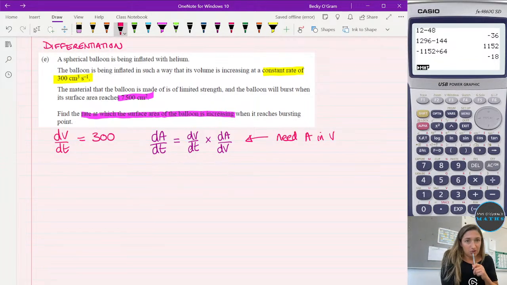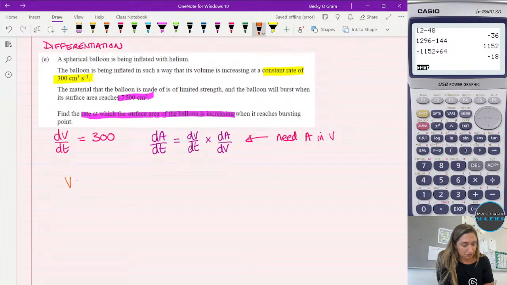Now that's going to be quite tricky. What we have actually got is area and volume in terms of radius. That's on your formula sheet. So we're going to need to take a middle step here that helps us to link the A and the V together. Let's start on that middle step.